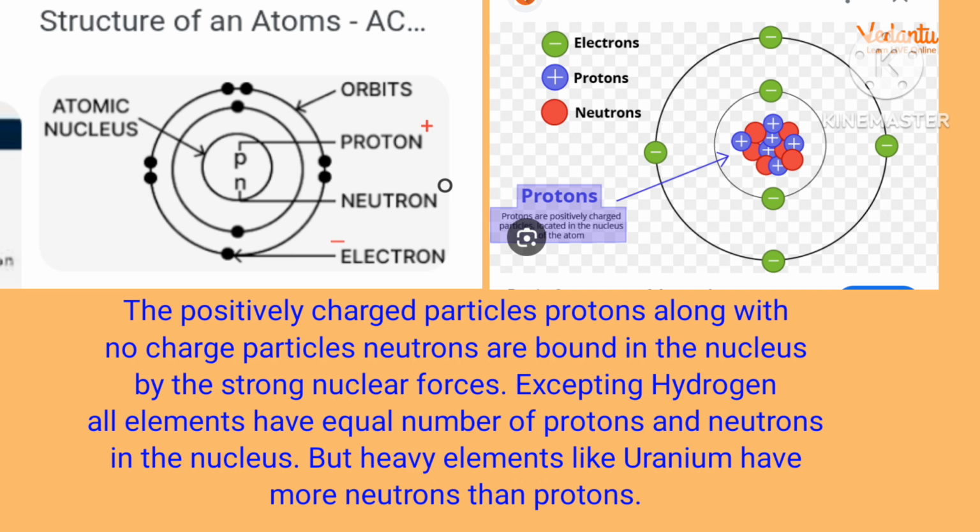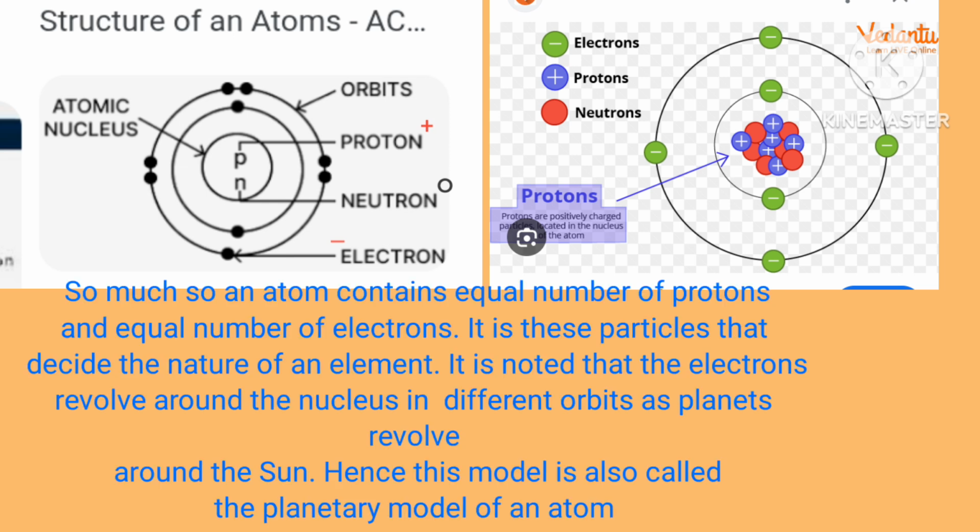The positively charged particles, protons, along with no charged particles, neutrons, are bound in the nucleus by the strong nuclear forces. Excepting hydrogen, all elements have equal number of protons and neutrons in the nucleus. But heavy elements like uranium have more neutrons than protons. So much so, an atom contains equal number of protons and electrons. It is these particles that decide the nature of an element.